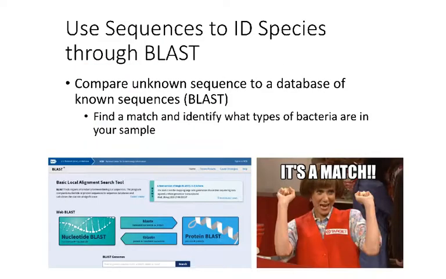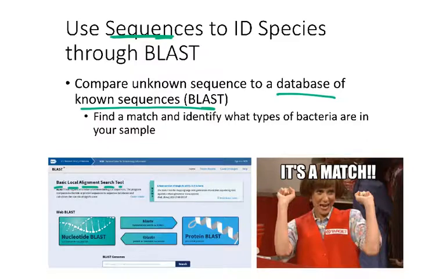So what you get back after you run the sample in that sequencer is a bunch of nucleotide sequences or base pair sequences. And remember, we said that that particular region of 16S varies across different bacterial types. So what you can do is then take those unknown sequences and compare them to a database of known sequences. You use a database called BLAST, or Basic Local Alignment Search Tool.